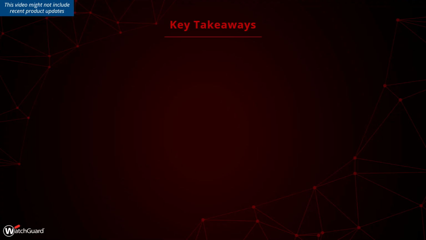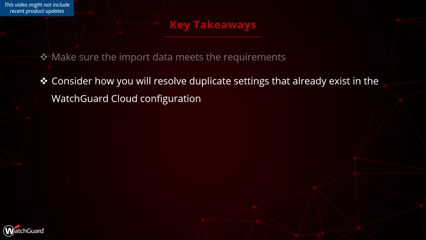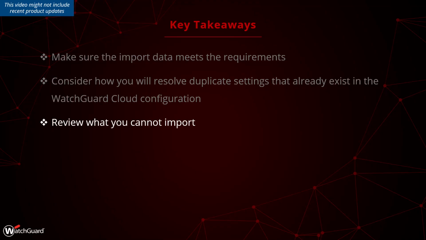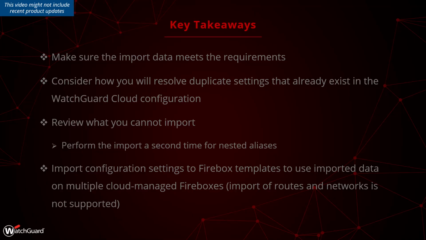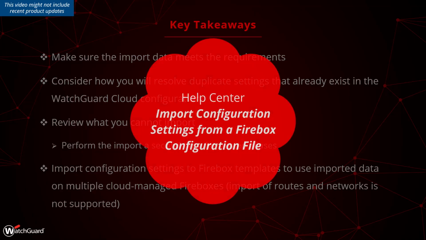Here are some key takeaways. First, make sure the import data meets the requirements. Consider how you will resolve duplicate settings that already exist in the cloud configuration. Review what you cannot import, especially to perform an import a second time for nested aliases. If you feel your configuration settings are to be used on multiple cloud-managed Fireboxes, consider importing these to Firebox templates, yet remember that importing routes and networks is not supported. All information aside of this video can be of course found in the WatchGuard Help Center.